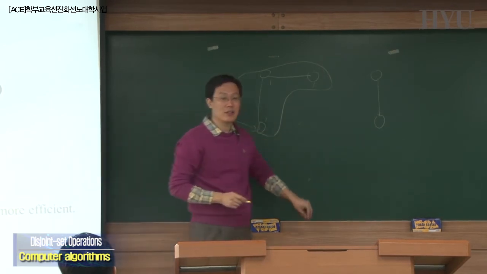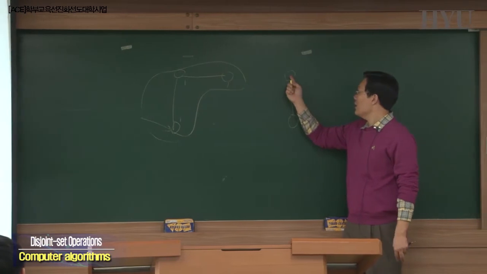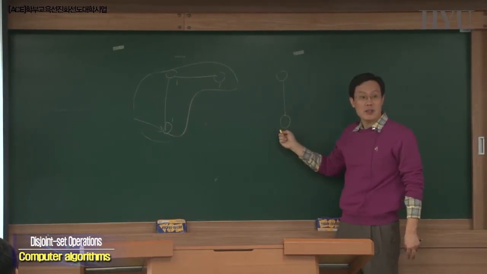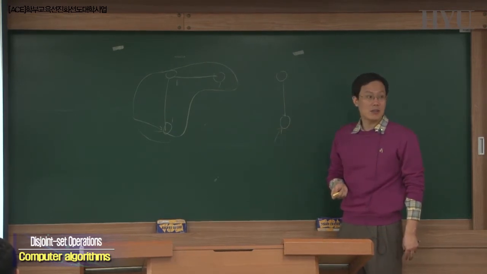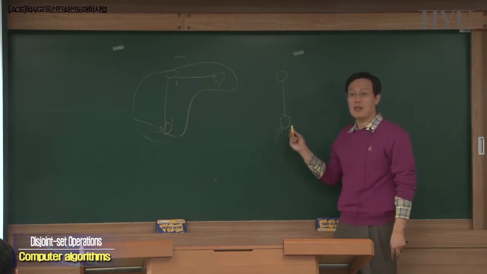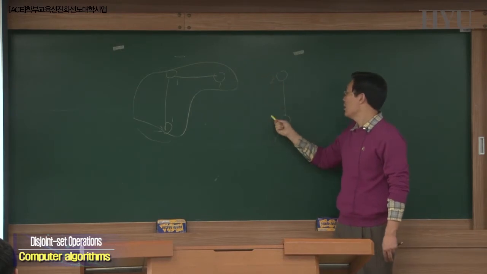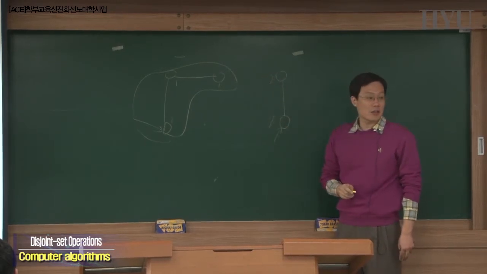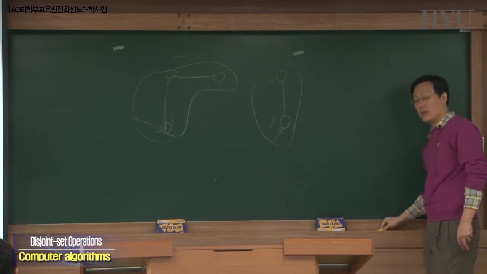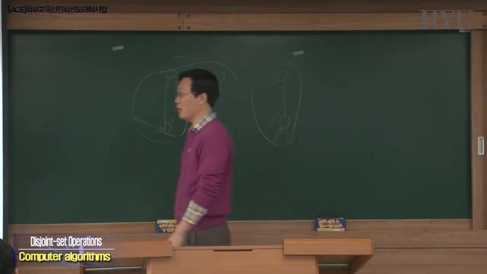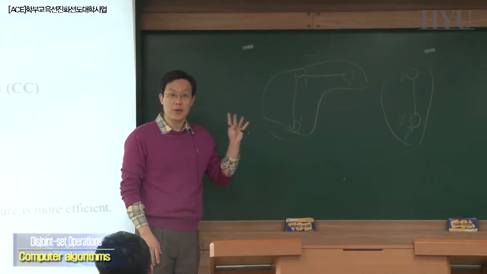And then we select another white vertex. It is maybe this or this. Assume that this one is selected. Then we start the DFS from here. Then we can visit these two vertices. These two vertices are in connected component 2. In this way, we can find all connected components using the DFS. It's very simple, right?